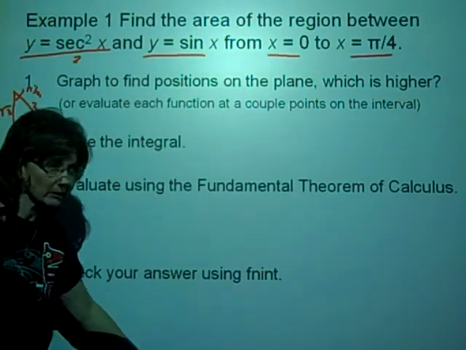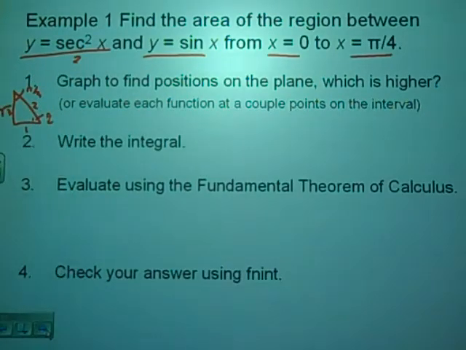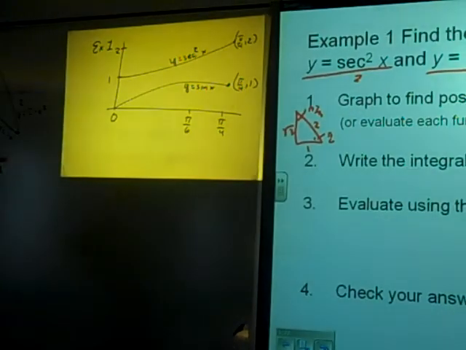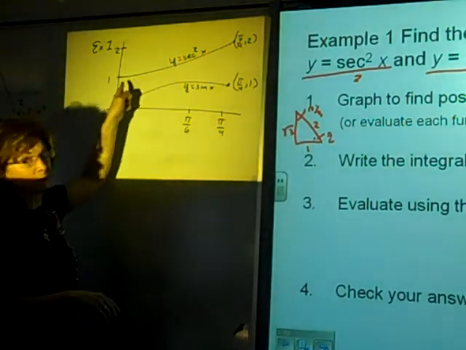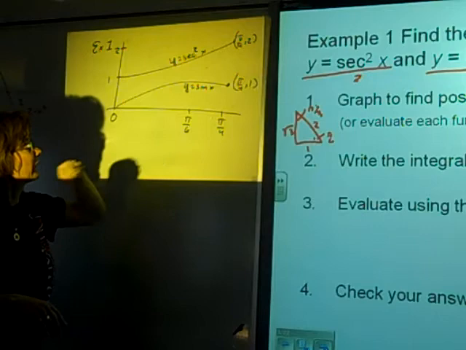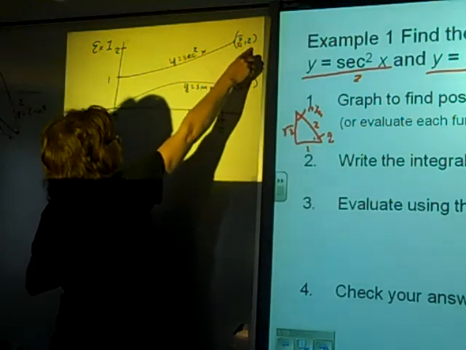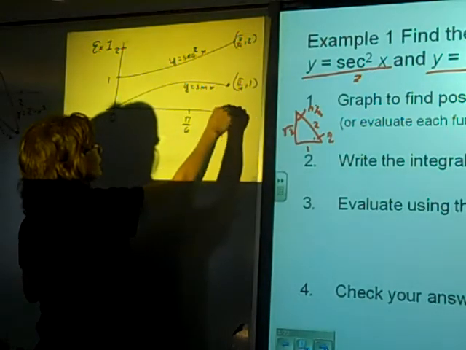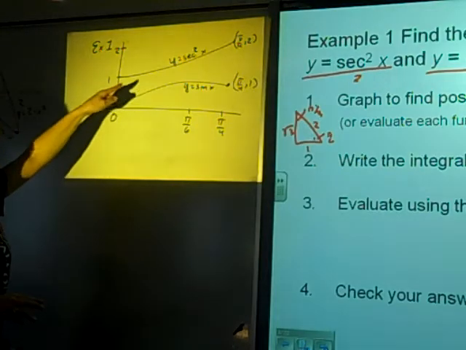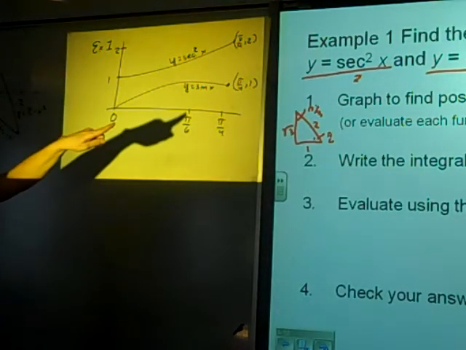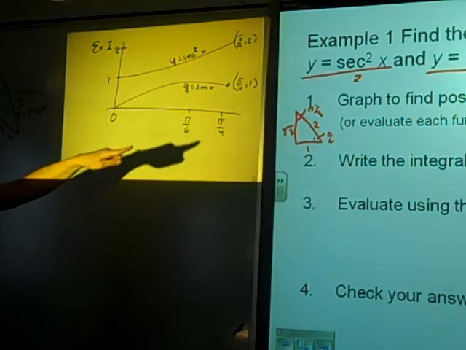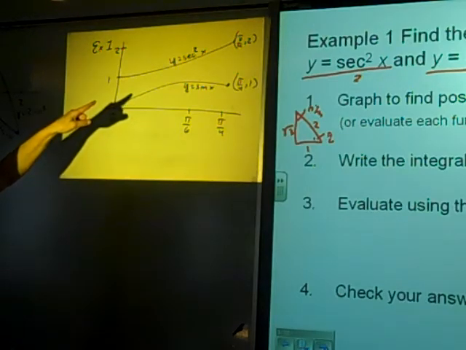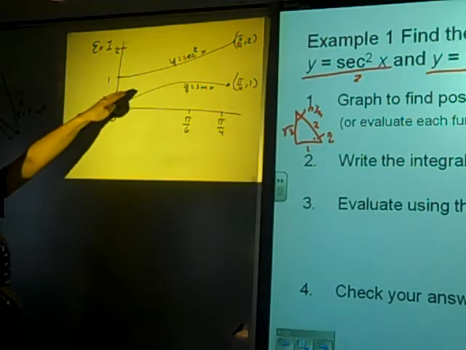The other way, let me show you the graph. The graph is up here. If you graph it from 0 to pi over 4, you're going to see this for y equals secant squared, and this for y equals the sine of x. And this is pi over 4, 2, and this is pi over 4, 1. So you know secant squared is higher. Okay, I'm a little off on my pi over 6, but okay, that's 2 over square root of 3, so it's a little less.